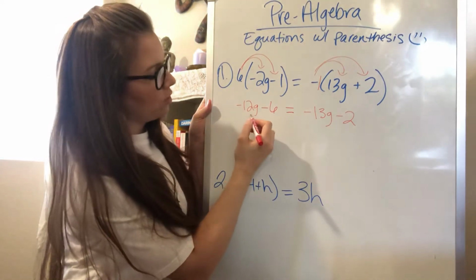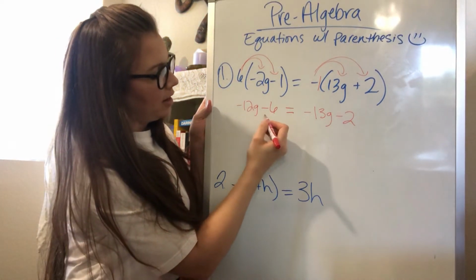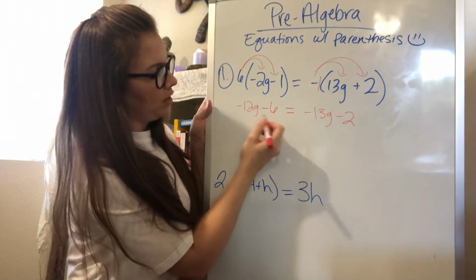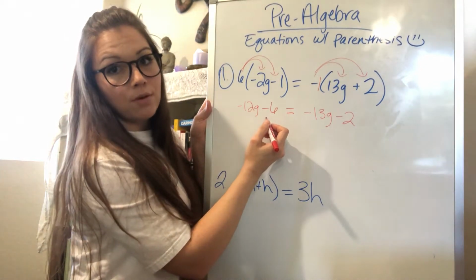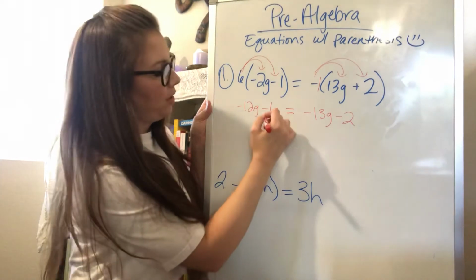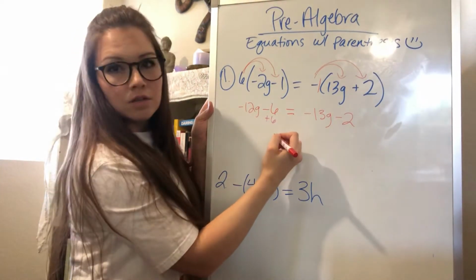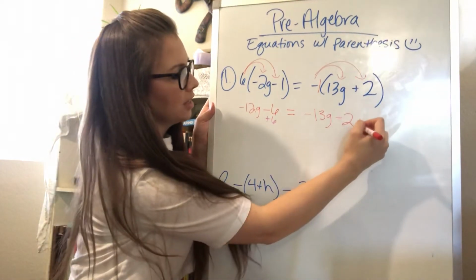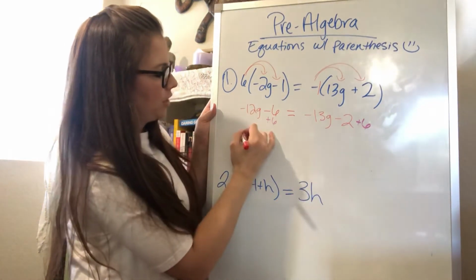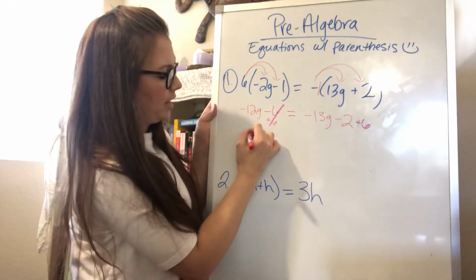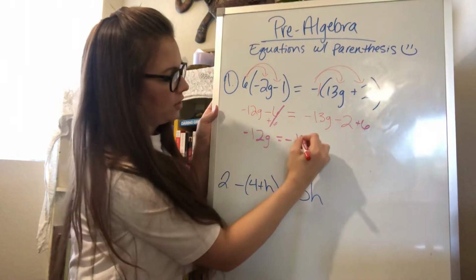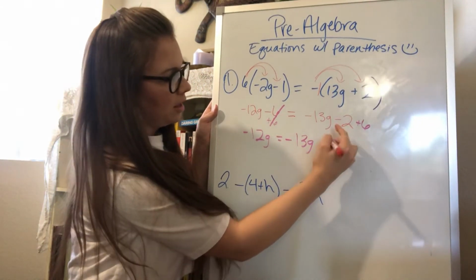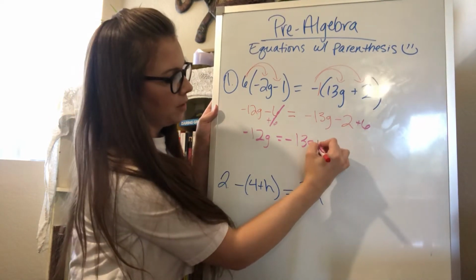Okay, so I have negative 12g over here and negative 6 over here. I want to keep my variables over here, so I'm going to move that 6. So it's negative 6, so the inverse operation of that would be adding 6, right? So plus 6, can you see that? And plus 6 to both sides. So that cancels it over here, and I bring down my negative 12g equals negative 13g. Negative 2 plus 6 is going to be a positive 4.